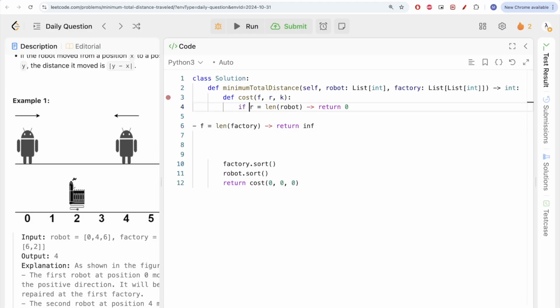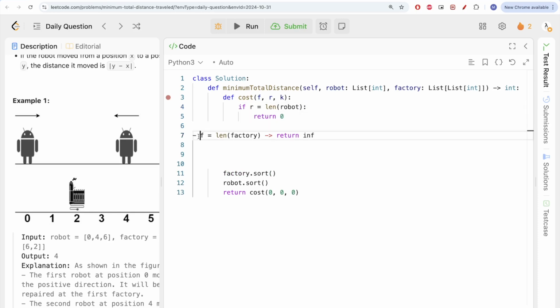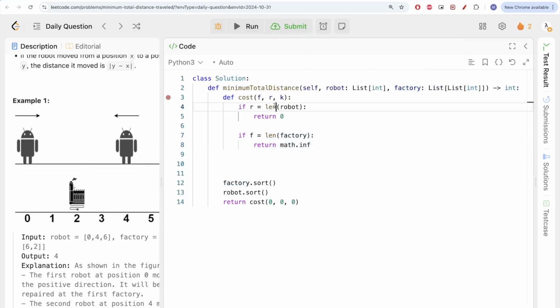So this is going to be if this is equal, then we return 0. And then if we reached the last factory, but we haven't reached the last robot, then we want to return. Okay, so if we reach the last factory and we haven't assigned a robot, that's not a valid state. So we need to return infinity so that it's never the minimum.